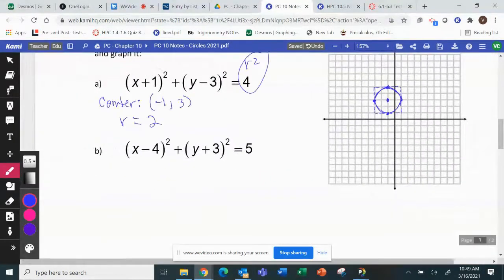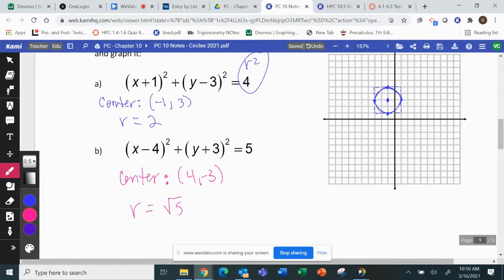Okay, so the next one. Nairi, can you tell me the center for B? And Mark, what's the radius? Okay. How am I going to graph square root of 5? How would you graph square root of 5? Anthony, how would you graph it?